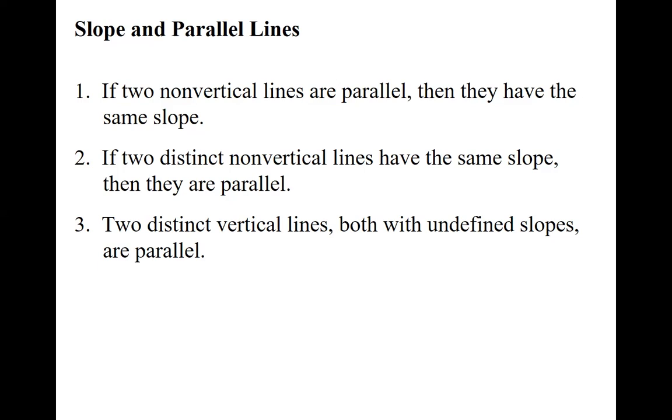2 non-vertical parallel lines are going to have the same slope. If they're parallel, they have the same slope. If they have the same slope, they are parallel. And then the third one says, by the way, even vertical lines, both having undefined slope, are parallel. All vertical lines are parallel to all other vertical lines because they all have undefined slope. So if the slope is the same, it's parallel. Parallel lines have the same slope. I think we're ready to move on.